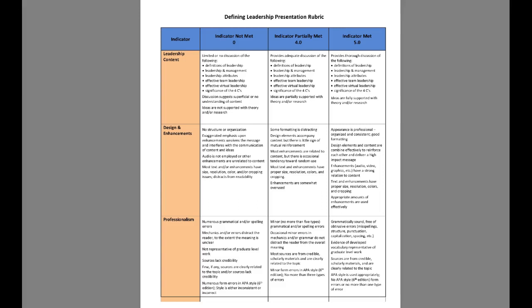I know it's divided out, in this case, into leadership content, design and enhancements, and then professionalism, but I'm really looking at those as a whole. If I feel like you have a thorough grasp of this information and that you have had exemplary performance, then it becomes an A. It's also trying to remove the bias of asking, does this deserve a 99 or does this deserve a 93?